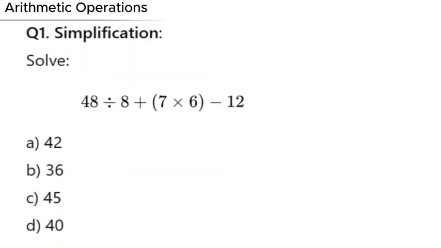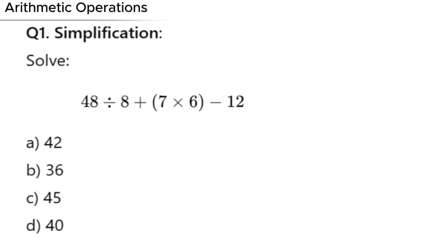1. Solve 48 divided by 8 plus 7 times 6 minus 12. A. 42. B. 36. C. 45. D. 40. Do this without a calculator.